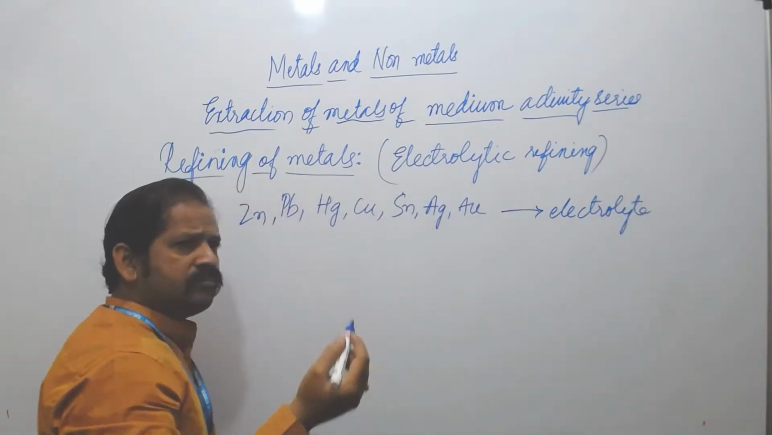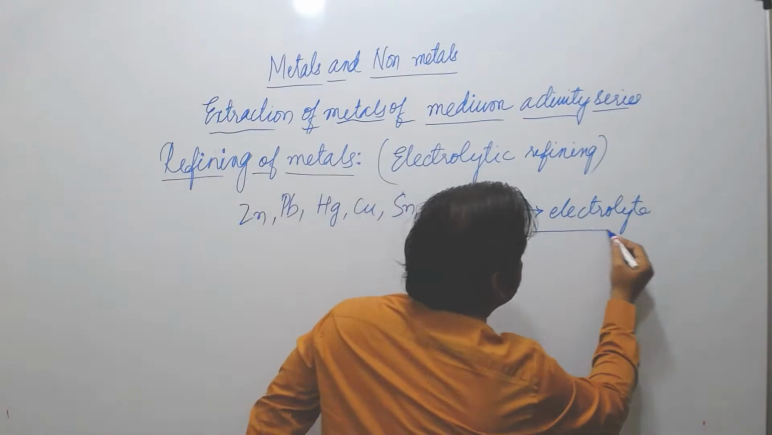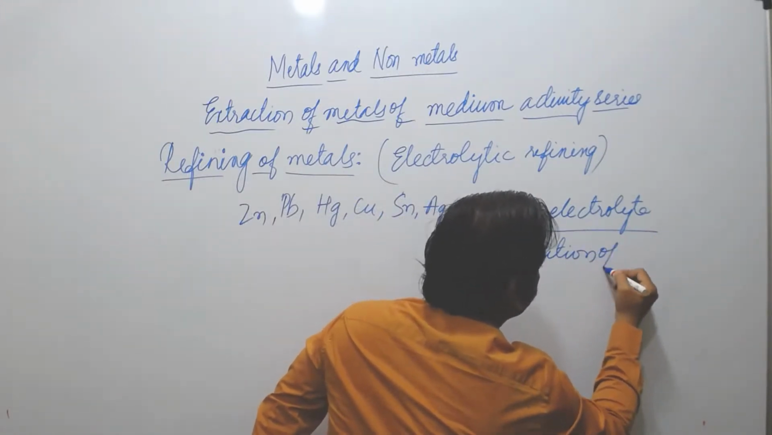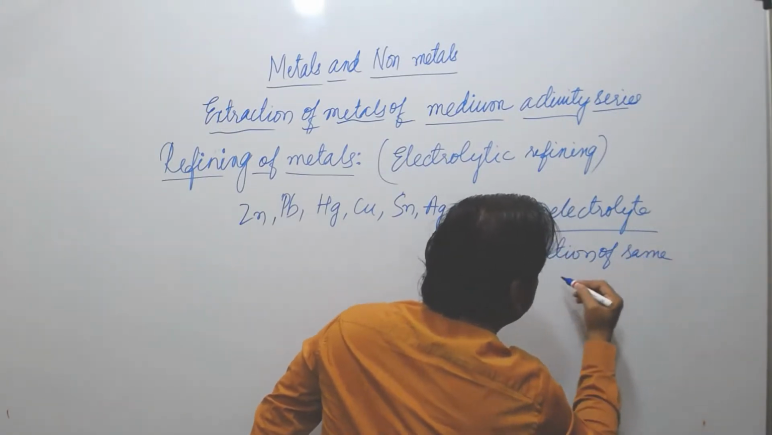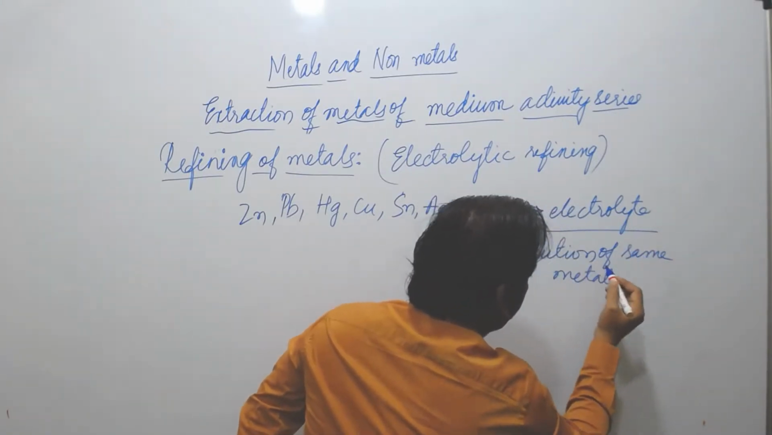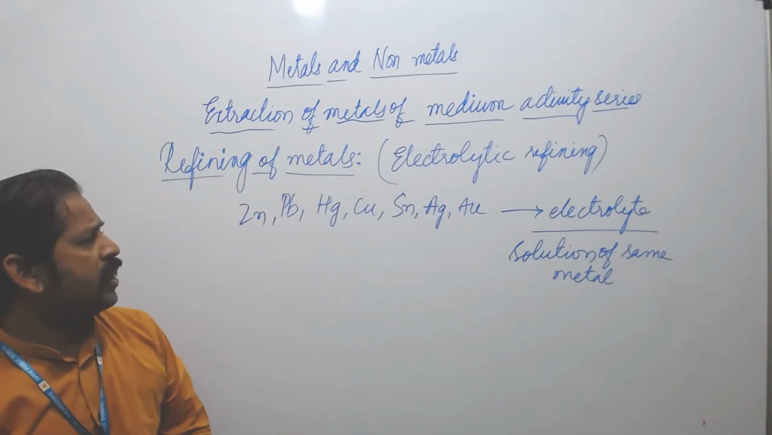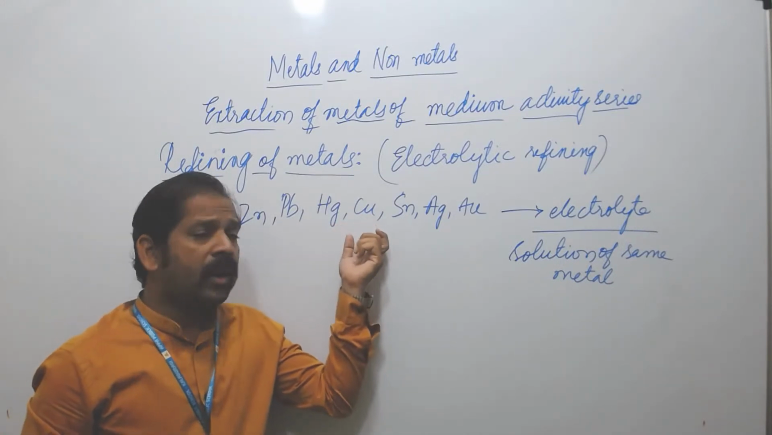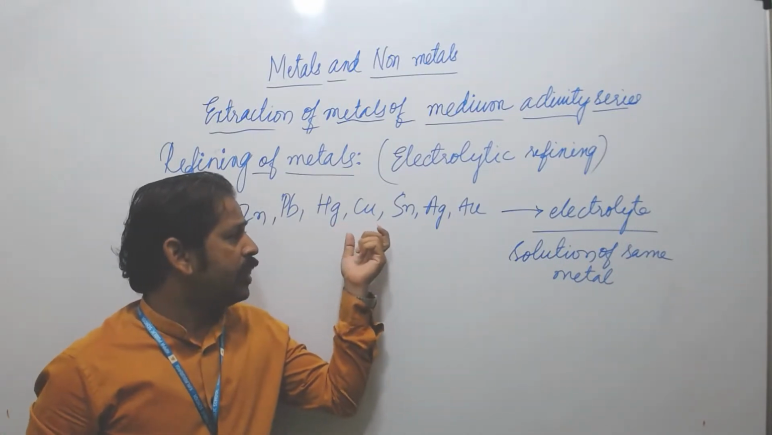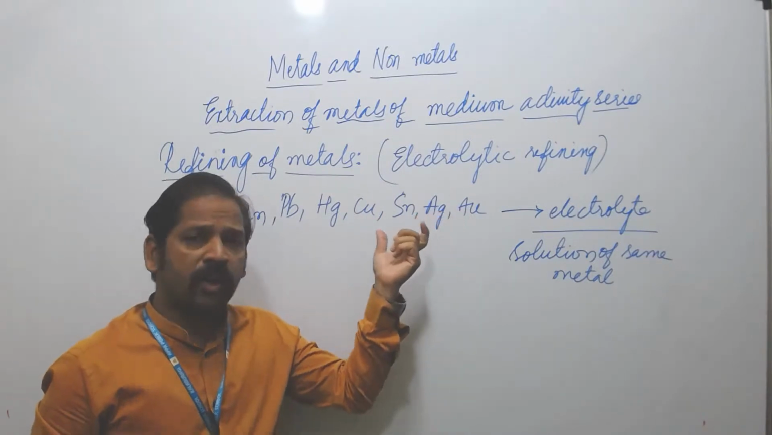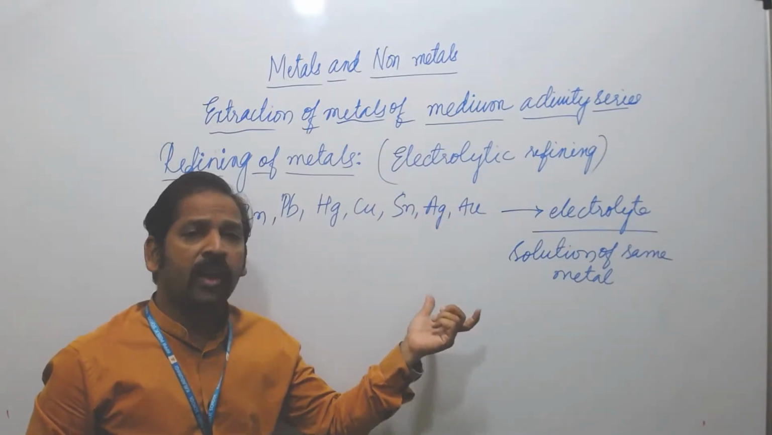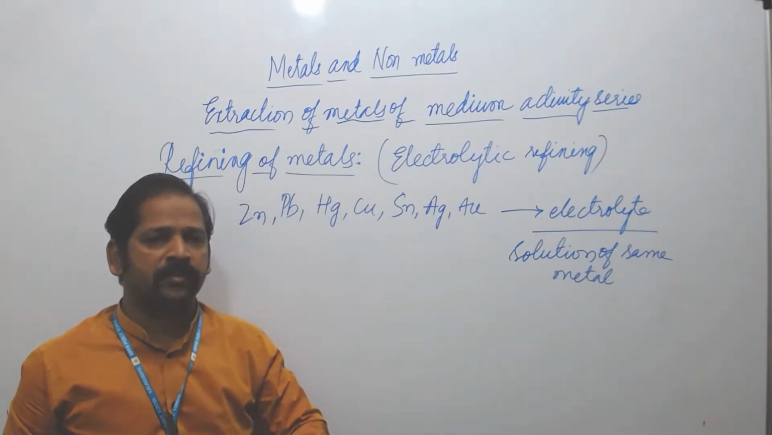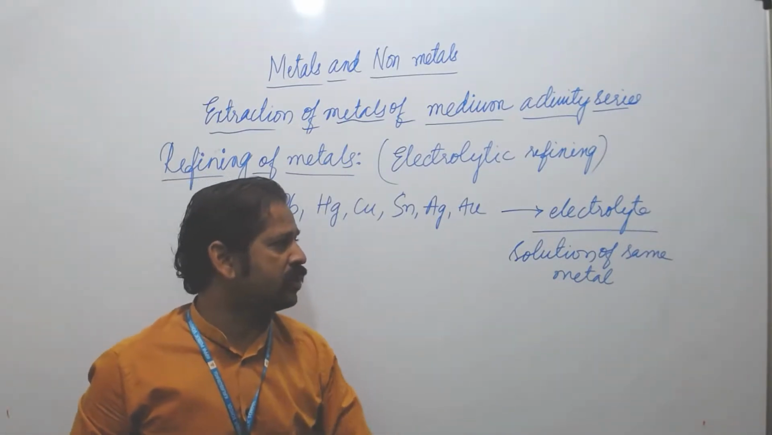Which electrolyte is the solution of the same metal? For example, if copper is going to be refined or made pure, we use the copper sulfate solution. Copper, with the copper sulfate solution.